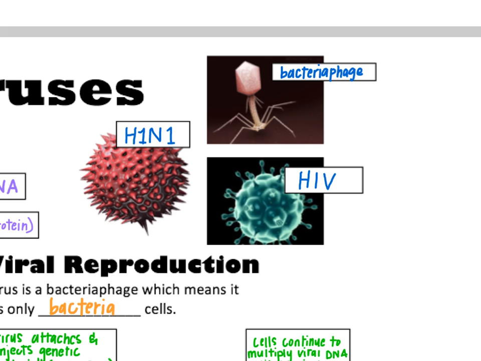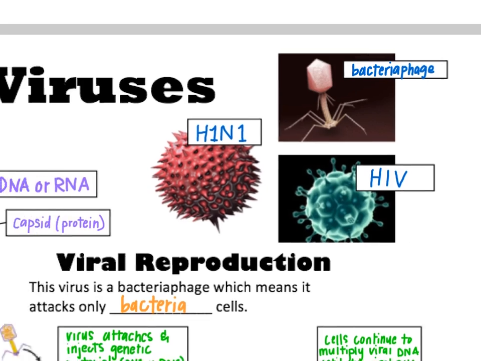And they come in those different shapes and sizes because they're made to infect a particular kind of cell. A bacteriophage will only infect bacteria cells, and so they're very specific in which cells they will attack.